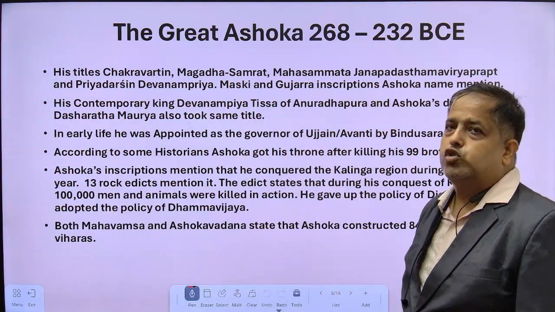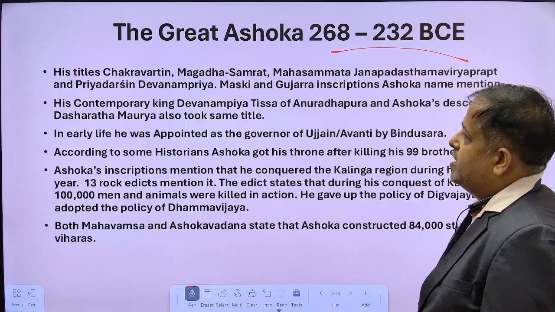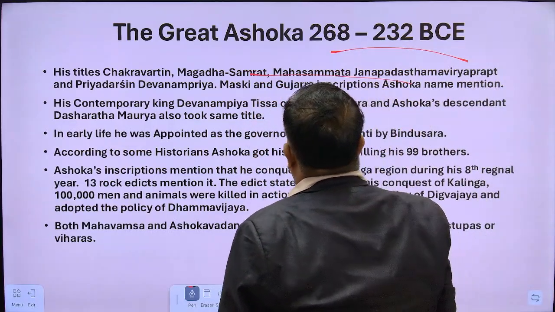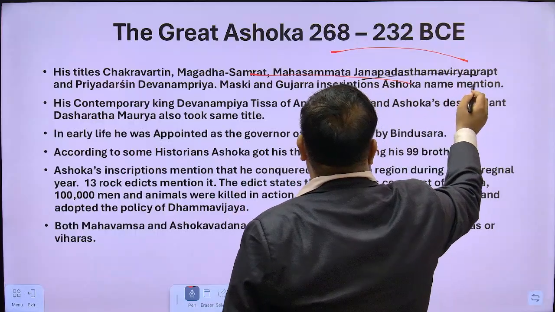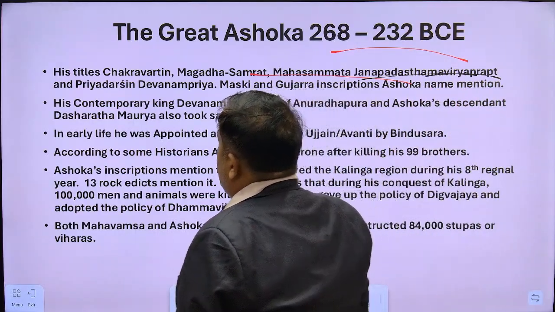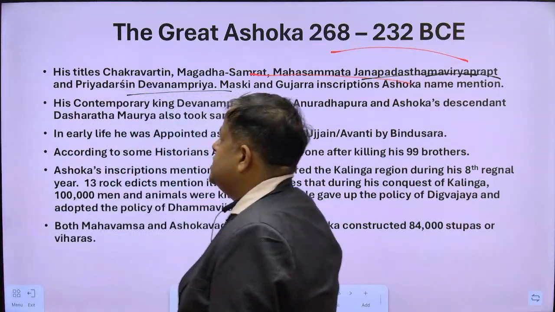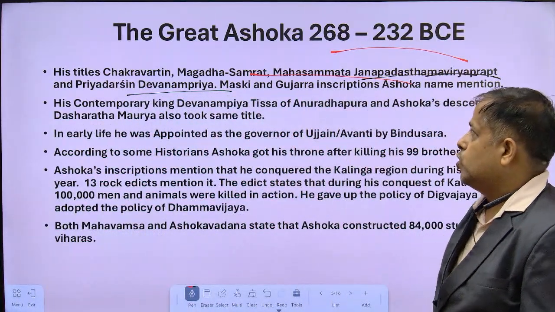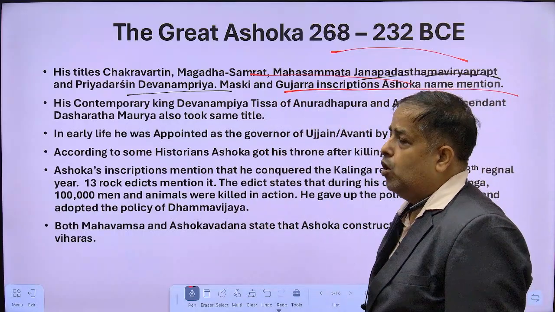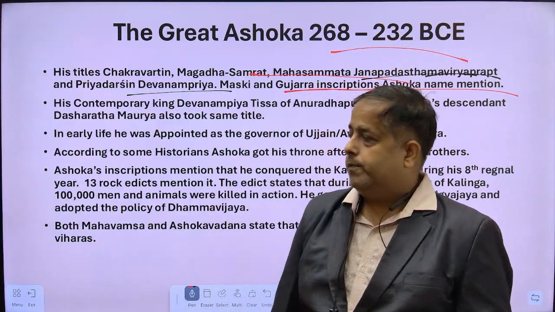Then beta, the great Ashoka. I hope you are aware of this name. His titles were Chakravartin, Magadha Samrat, Maha Samrat, Janapada Dhireshwar, Janapada Sthavira, Veera Prapta, and Priyadarshin Devanampiya. These were the titles used by this person Ashoka. In the Maski and Gujjara inscriptions, the name Ashoka was mentioned. In other places, he was known as Priyadarshin or Devanampriya.